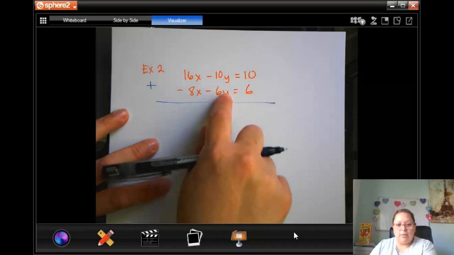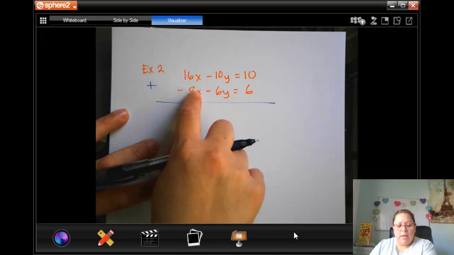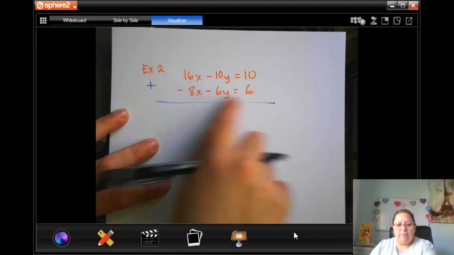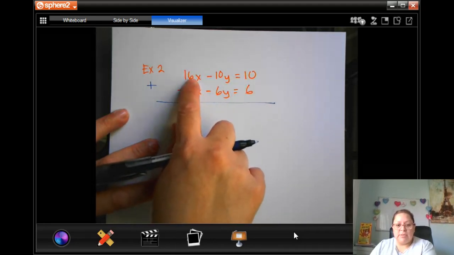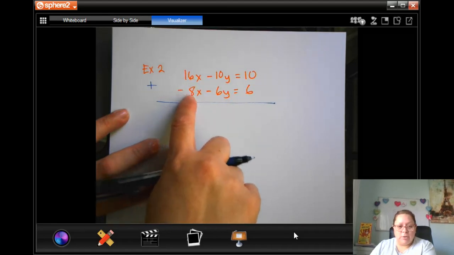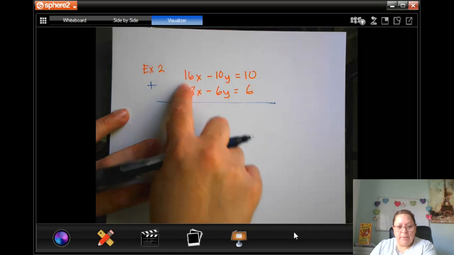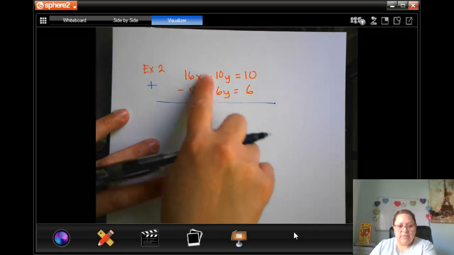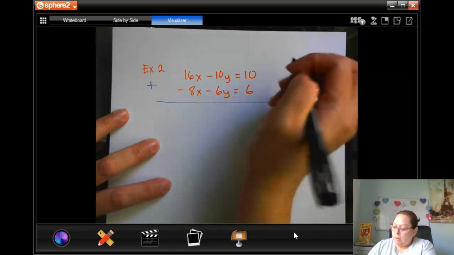So here, 6 and 10 is going to be more difficult than 16 and 8. Because technically, if you really look carefully, I could make 8 into a 16. And it's already negative. So I'm going to go ahead and use that one. I'm going to eliminate or try to eliminate the x variable. So multiply.